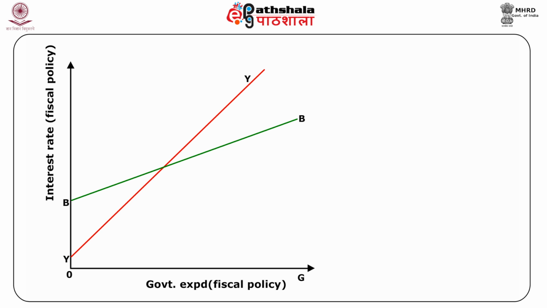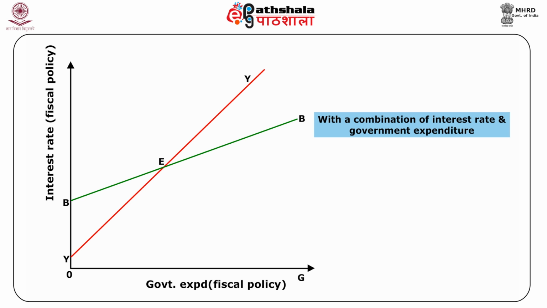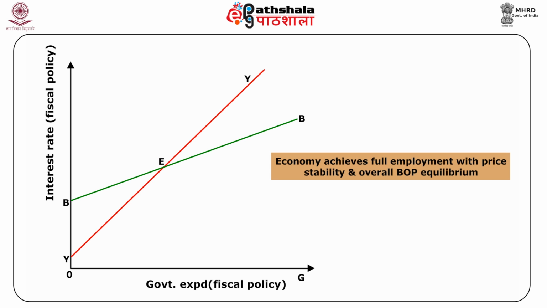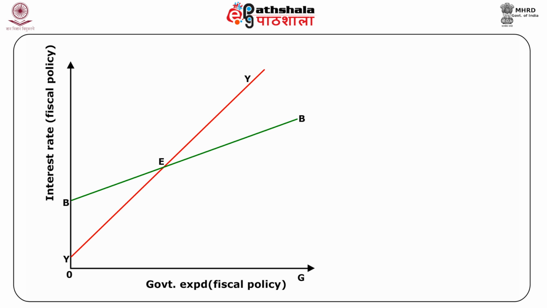YY and BB lines divide the diagram into 4 zones of disequilibrium. The two lines intersect at point E, which is a situation of internal as well as external balance equilibrium. With a combination of interest rate and government expenditure at point E, the economy achieves full employment with price stability and an overall BOP equilibrium.